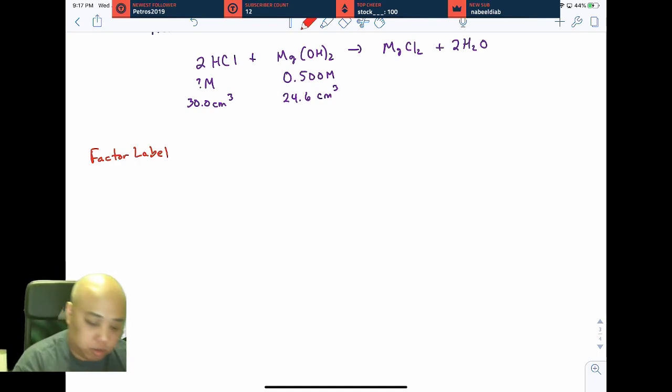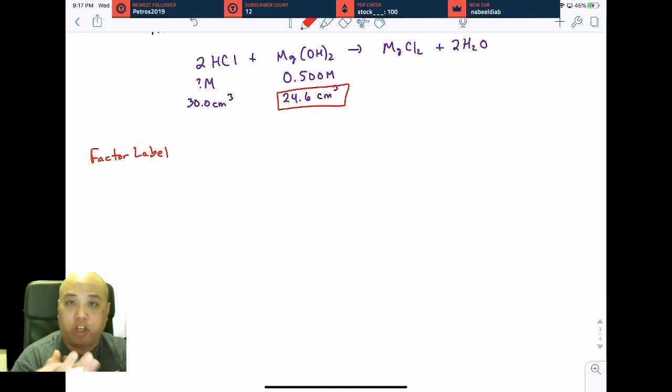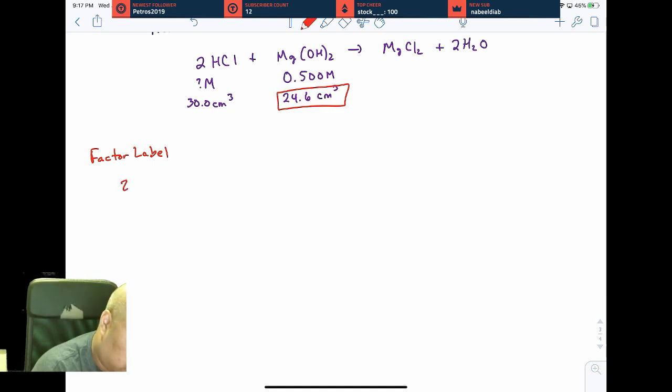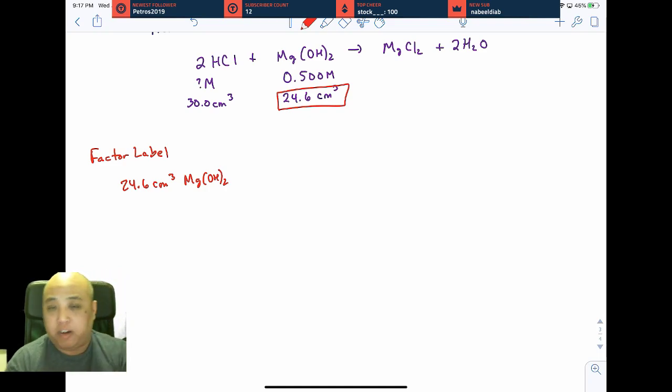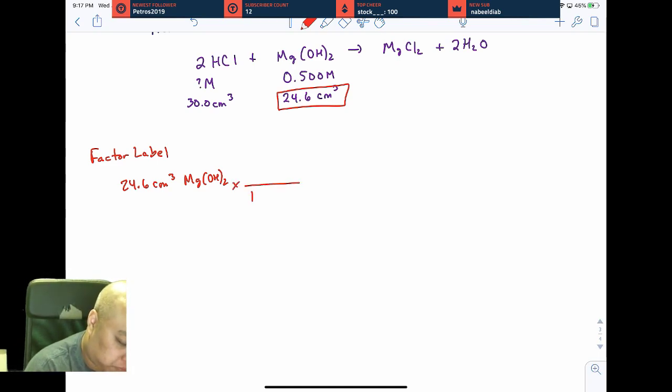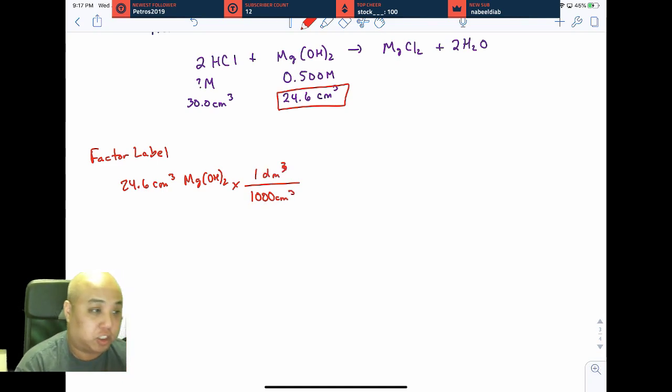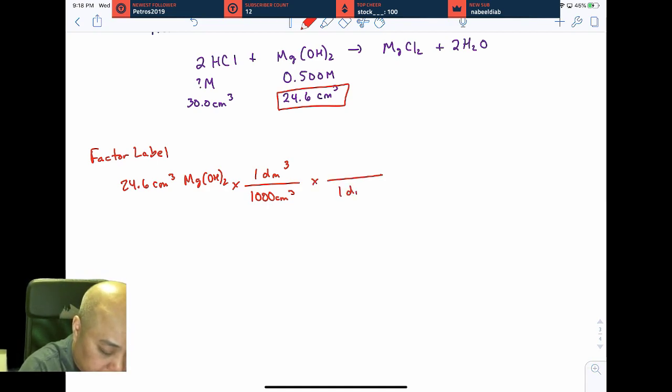So I'm going to use the volume of the known first. I know that there's 24.6 centimeters cubed of MgOH2 that's used. Now, the molarity is 0.500 moles per decimeter cubed, so I need to convert that into decimeters cubed before I can use that molarity as a conversion. Now that I have decimeters cubed, I can say 1 decimeter cubed is 0.500 moles of MgOH2.